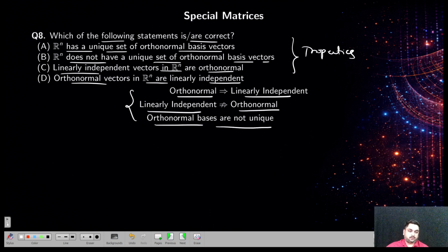The reverse is not true. Orthonormal bases are not unique. So what is the basis vector? I explained. So they are straightforward based on the property. So these two are the correct answers.